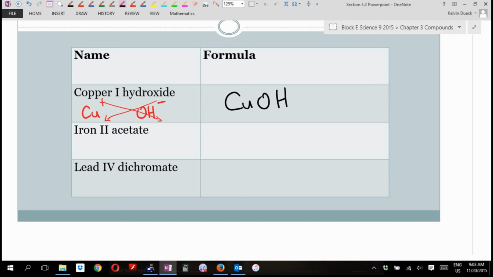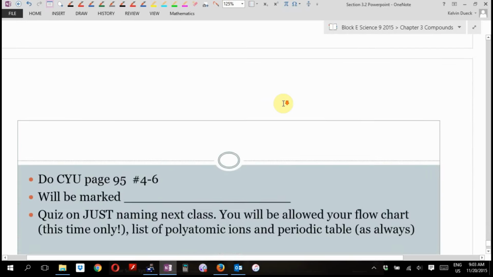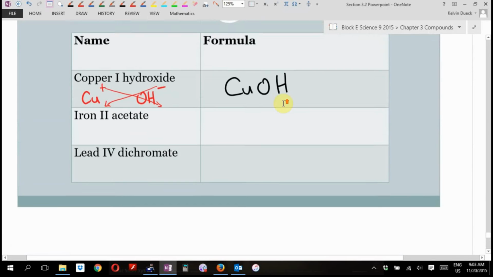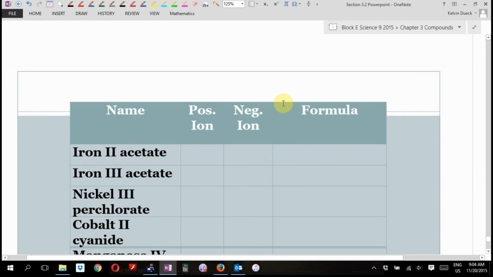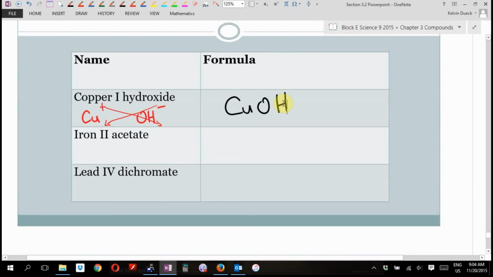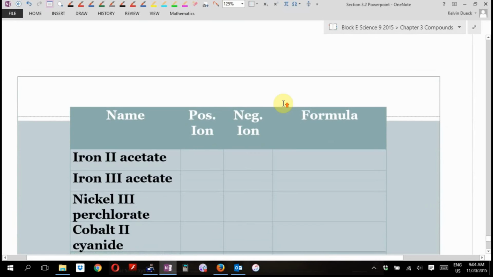Oh, your notes say what? Oh, you got a bigger chart? Oh, you got more than. Okay, I just realized. Let me just see if I got this here. Well, I got some of these. I got the irons, but I'm missing one of the coppers. Is that what you're saying? Yeah. No. Oh, you know what? I got iron 2 acetate twice.